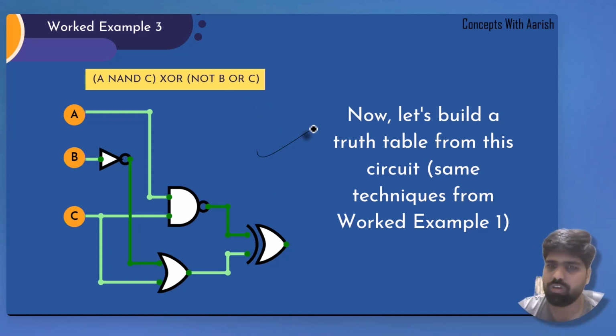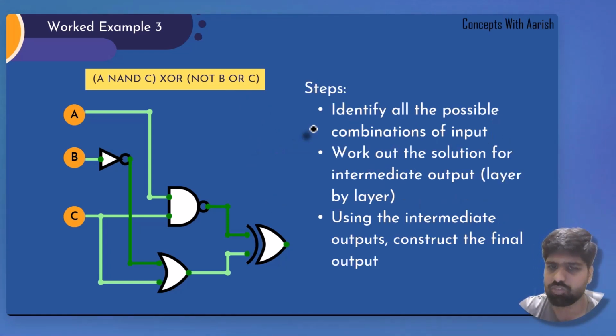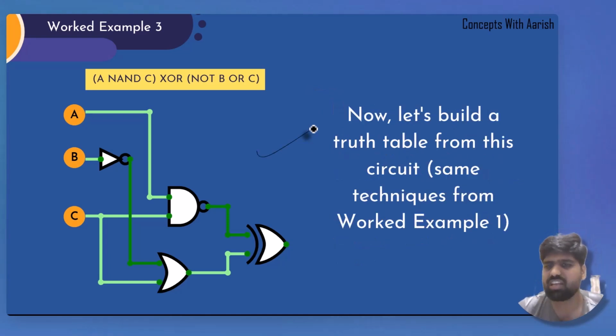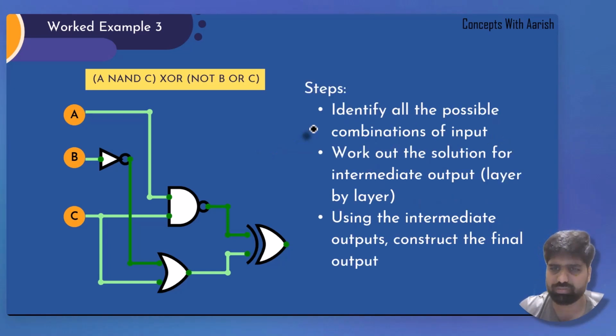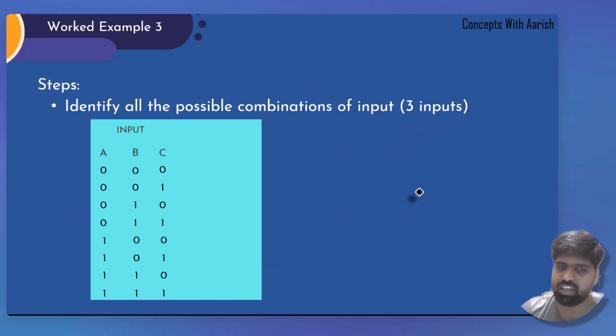Now, if there is anything further to do, over here they're saying let's build a truth table from this. That's the same thing that we did in the first question type: from a circuit you have to make a truth table. That's really easy. You can pause the video and try it for yourself, and then you can see it when I do it. Again, the simple steps are to identify the possible combinations, which are already there, then do it layer by layer and get the final result.